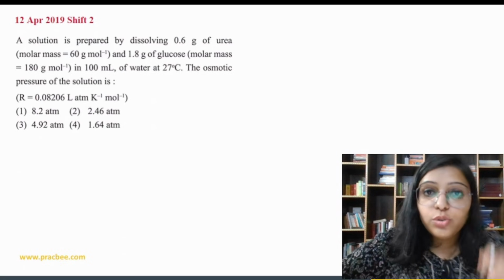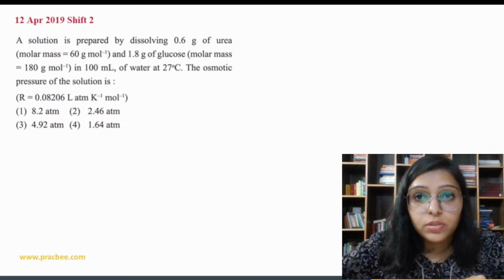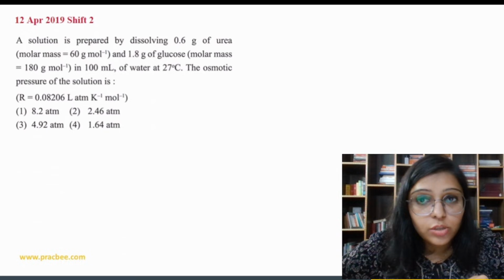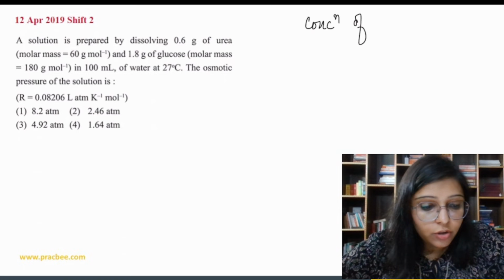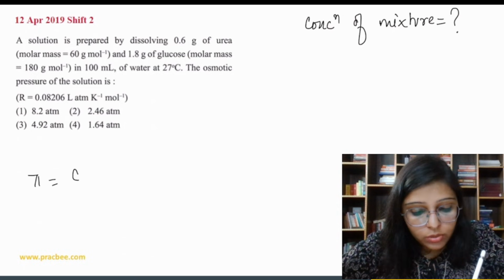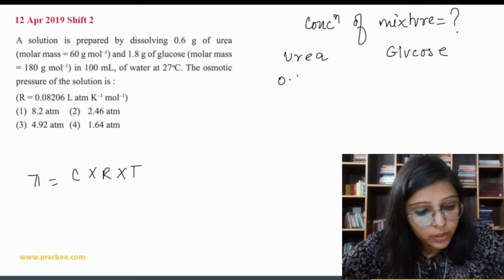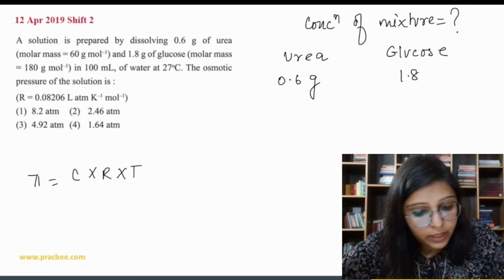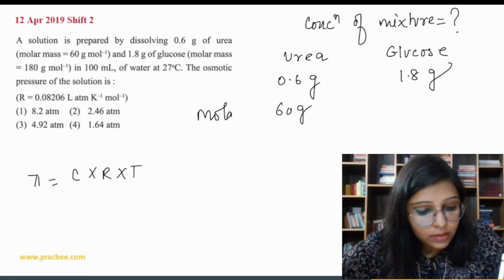The next question says a solution is prepared by dissolving 0.6 gram of urea and 1.8 gram of glucose in 100 ml of water. The osmotic pressure of the solution is? So first of all, we have to find out the concentration of the mixture, right? Because pi is equal to C into R into T. So we have urea, 0.6 gram, and glucose, 1.8 gram. Molar mass of urea is 60 gram and molar mass of glucose is 180 gram.